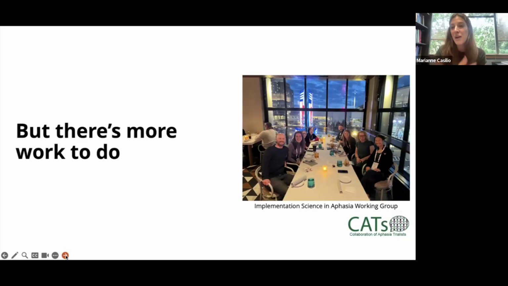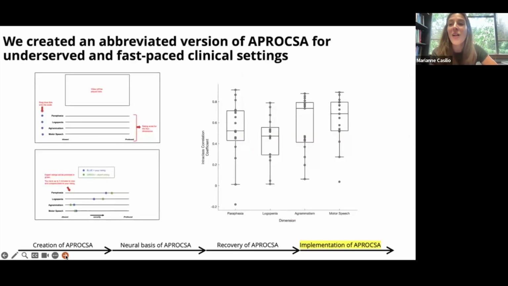I talked at the beginning about how important naturalistic language is, about how hard it is to measure, how we wanted to create tools that were applicable that clinicians could use. We've got to actually get those in the hands of clinicians. Otherwise, what's the point, right? So this next body of work is all about the implementation of APROCSA.